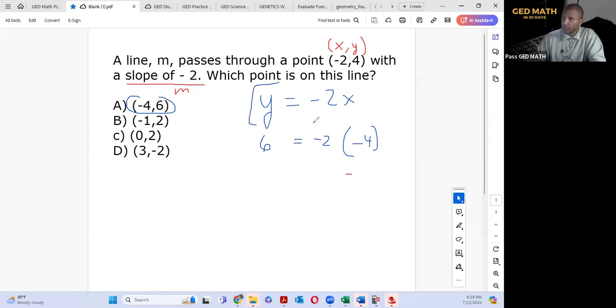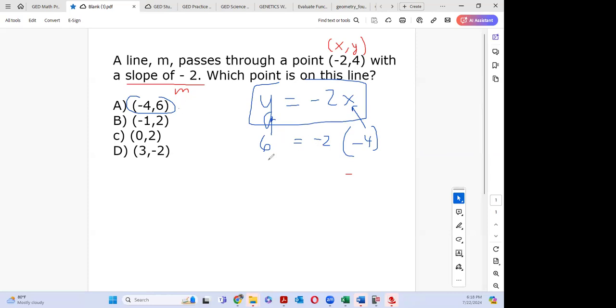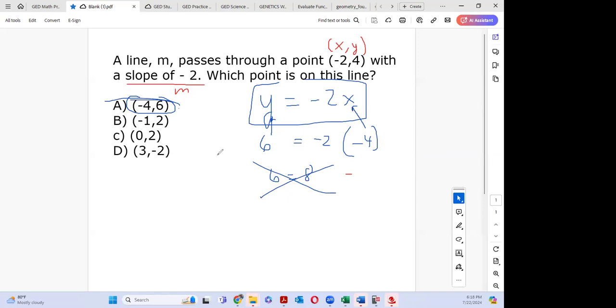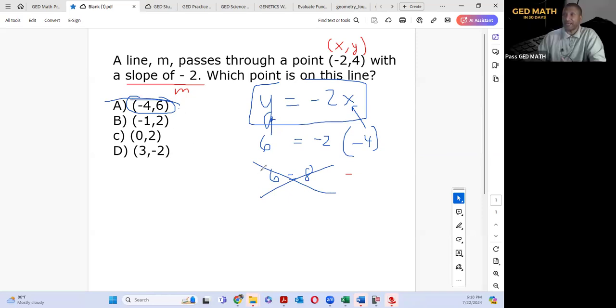I got my x and y from this point. Then I'm seeing if they satisfy the equation. So this comes out to 6 is equal to 8. That's not true. So it's not A. Then I'd use B. My x is -1. My y is 2. So again, 2 equal -2 times -1.